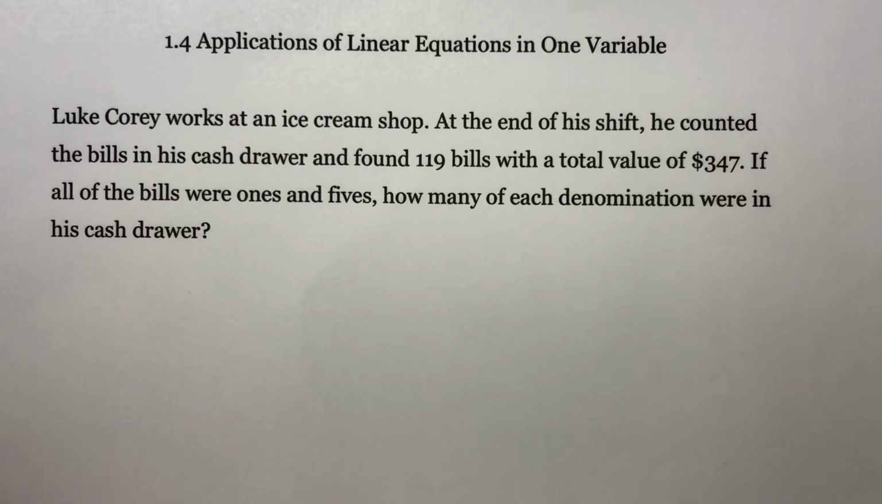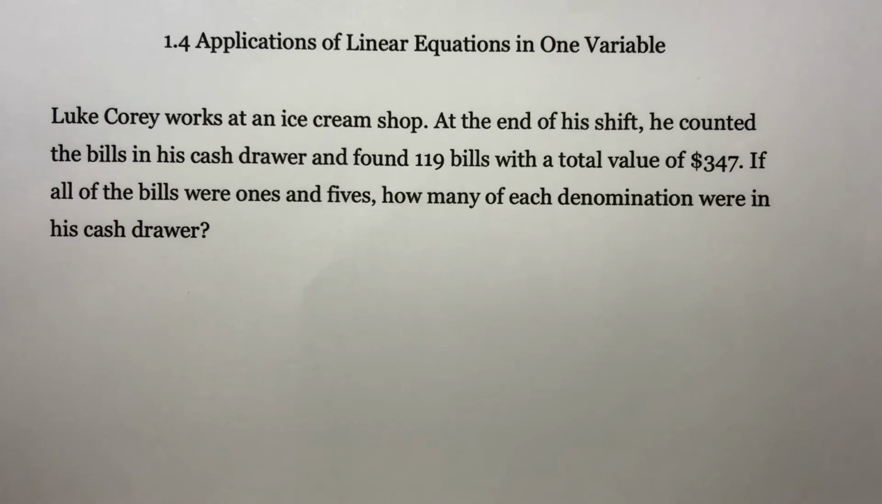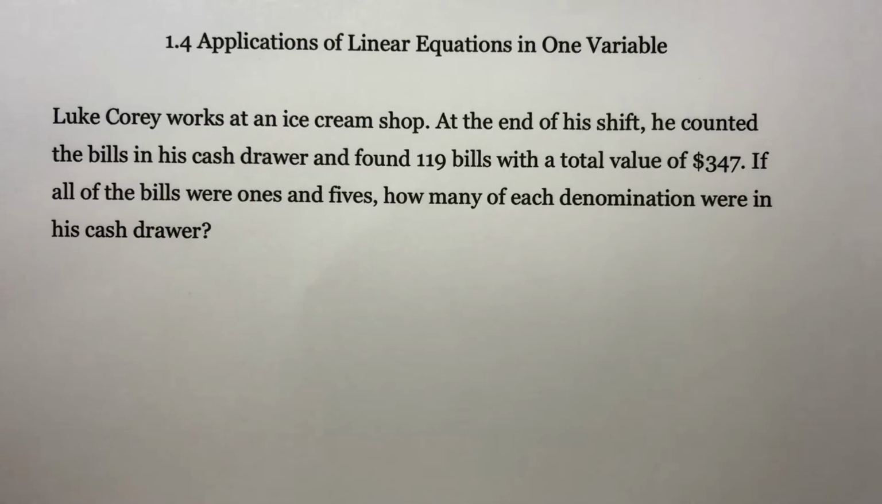This first problem: Luke Corey works at an ice cream shop. At the end of his shift, he counted the bills in his cash drawer and found 119 bills with a total value of $347. If all of the bills were ones and fives, how many of each denomination were in his cash drawer? Now remember, on the first read through, all we need to make sure that we understand is what we're being asked to do.